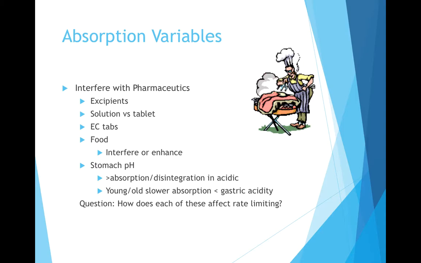Certain foods will interfere or enhance absorption. So foods, for example, that are alkaline will slow absorption, whereas acidic foods will enhance the breakdown, the pharmaceutics for absorption into the system. So again, absorption and disintegration are quicker in an acidic environment and slower, of course, in an alkaline. So how do these things each affect the rate limiting of a compound? That's just a question that you should be able to answer as you talk through or read this information.